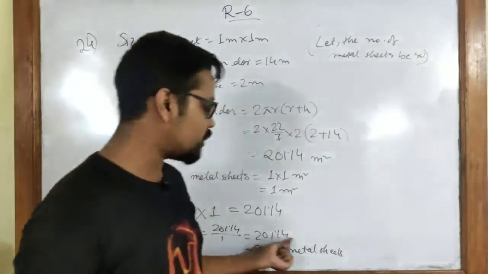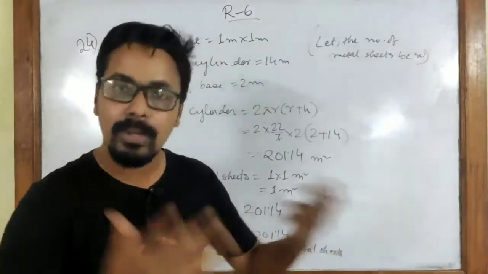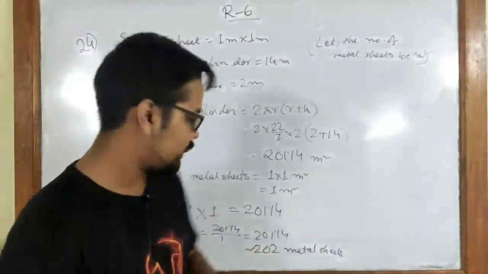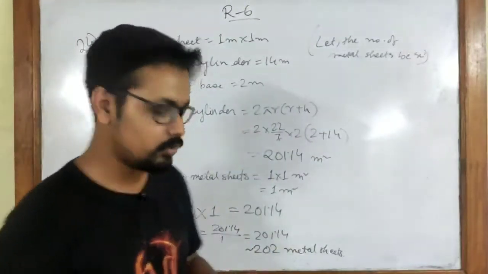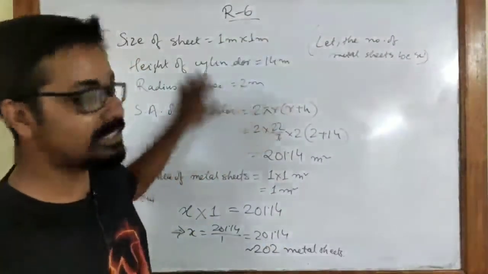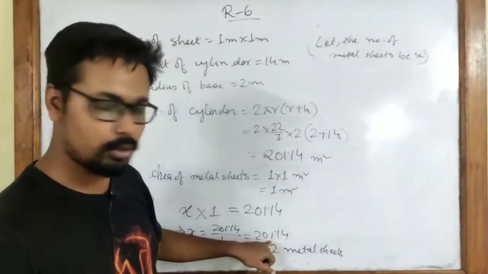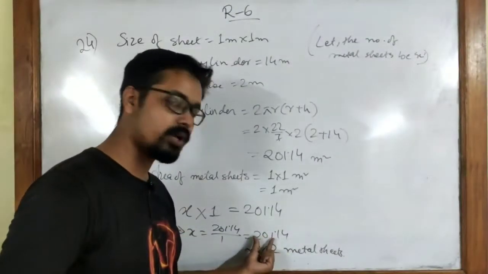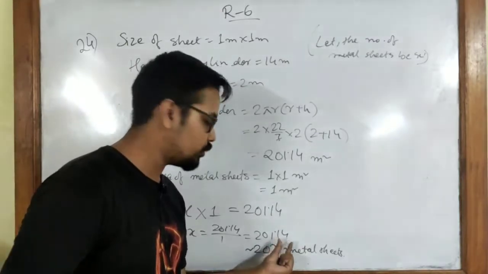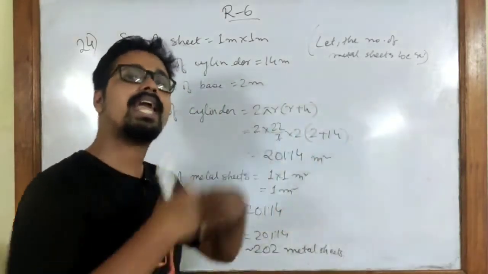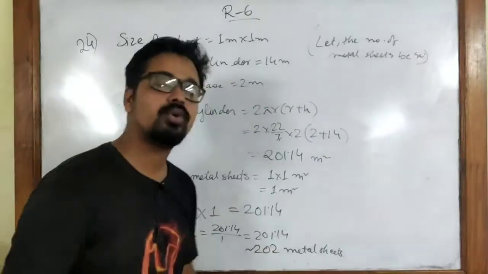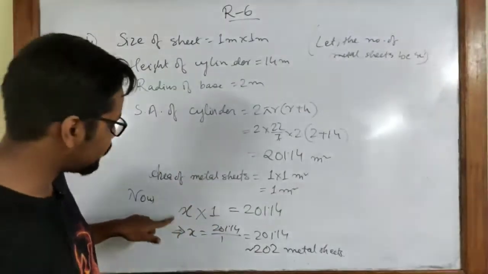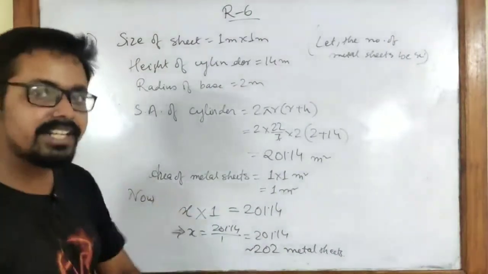If you need 201.14 metal sheets, that means you have to buy 202, and then cut off and take this 0.14 from the last one. You can't make the whole cylinder using 201 metal sheets, although it is close to 201. The logic here is that if we take 201, this part will be missing. So in order to accommodate this part, we have to buy another metal sheet. That's why the total is 202. So that is question 24, a very easy sum. If these concepts are clear, it will be very easy for you.